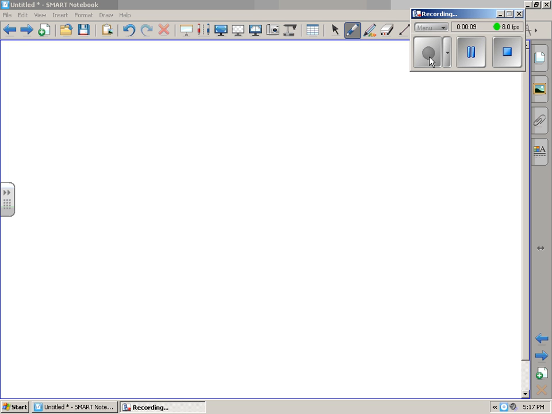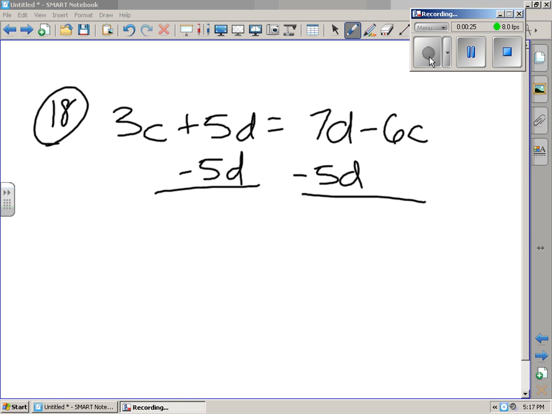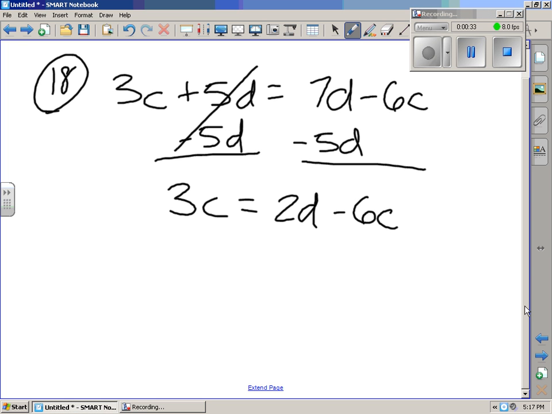19. So in 18, we have 3c plus 5d is equal to 7d minus 6c, and we're solving for d. So what I'm going to do is get all of the d terms on the right side, and then get all of the c terms on the left side. So the next step is to add 6c to each side.